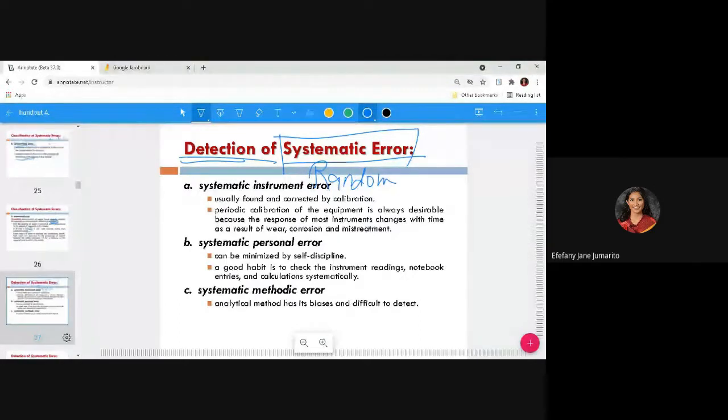Okay, so we have systematic instrument error. We can detect systematic error and we can avoid it if we use correct calibration.